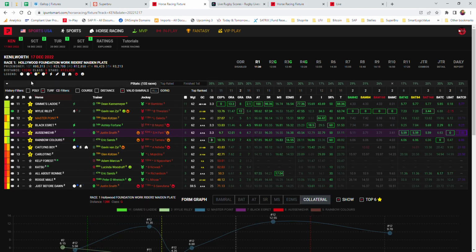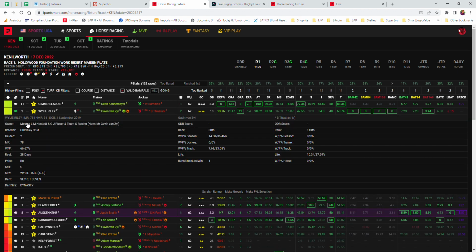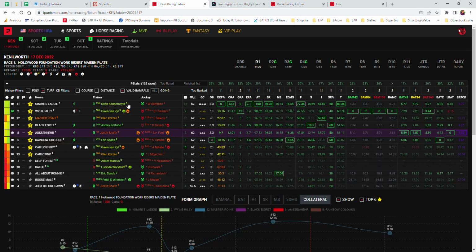Other things, your top here will tell you what all these other icons mean, like second run rest with a little red 2 or third run rest with a green 3. And then that's Joker. Now what Joker means is you'll see the owner, Gavin van Zyl, is also the trainer, Gavin van Zyl, and that's why the Joker's on there.